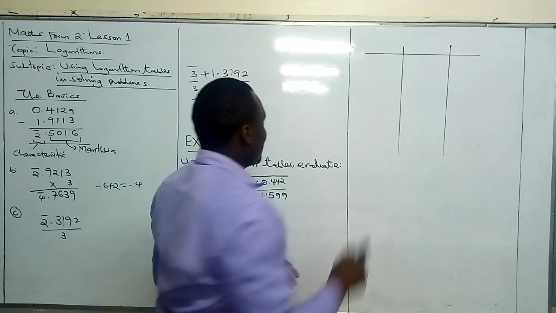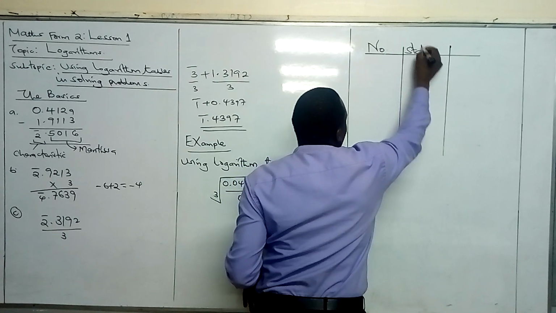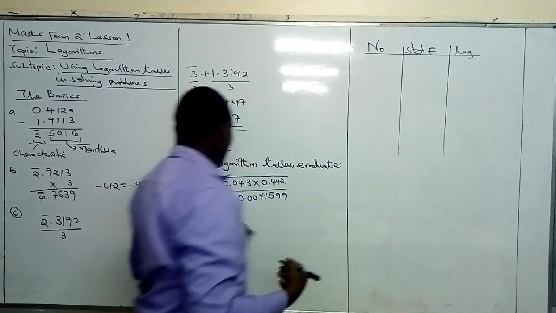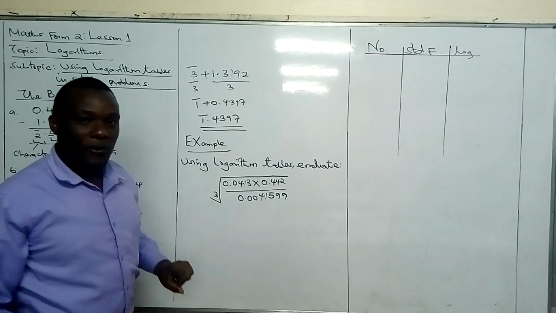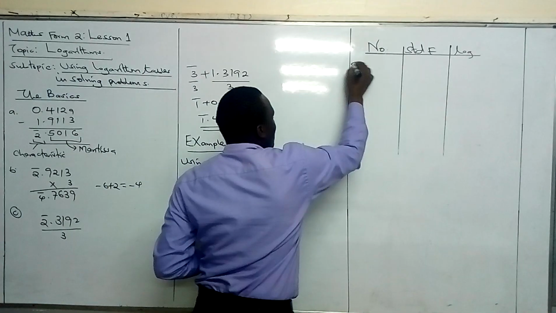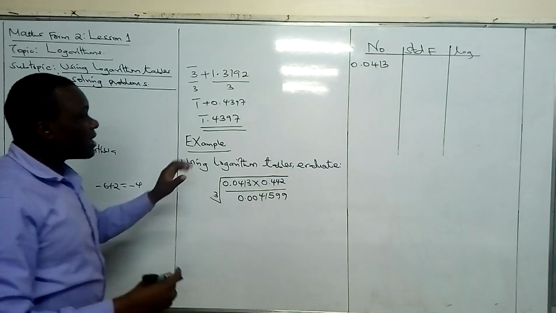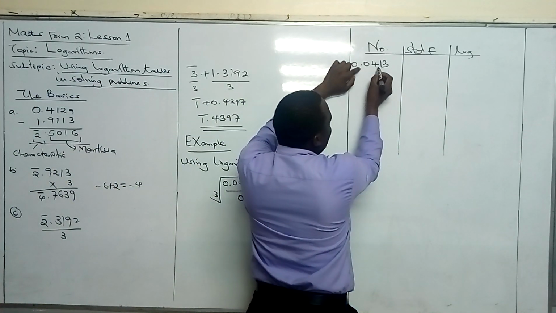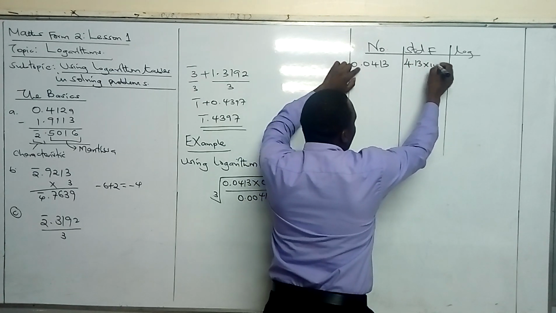Then we let that as number, standard form, then log. So the first number we have here in the numerator is 0.0413. We can write it in standard form. So it means we will remove the decimal from here to this given point, so that we obtain 4.13 times 10 raised power.